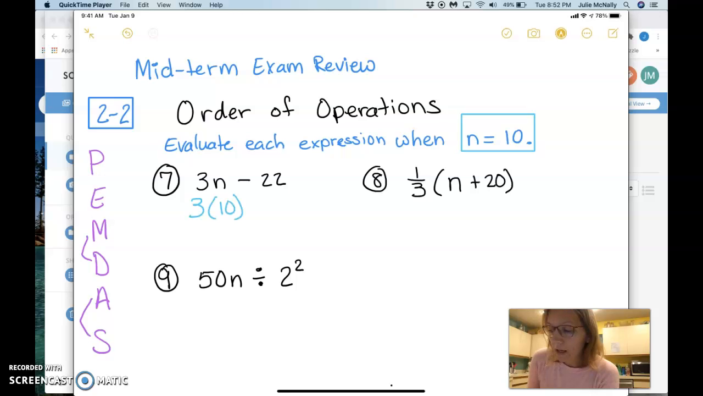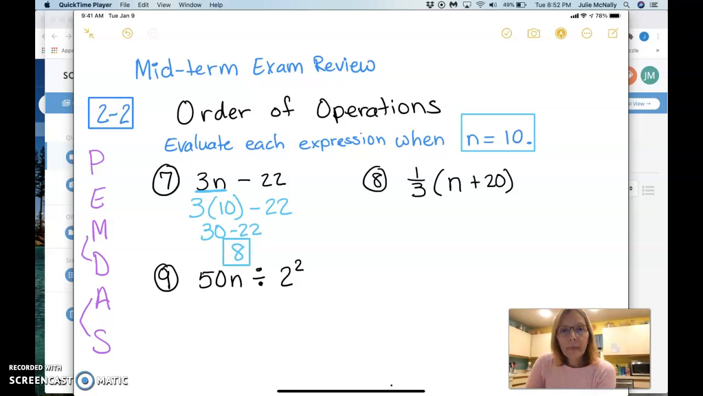But I'm going to plug in 10 for n, and remember, when two things are written next to each other, it means multiply. And then I'm just going to write the rest of the problem. So 3 times 10 is 30. Bring down the 22. I'm not skipping steps. And then 30 minus 22 is 8.